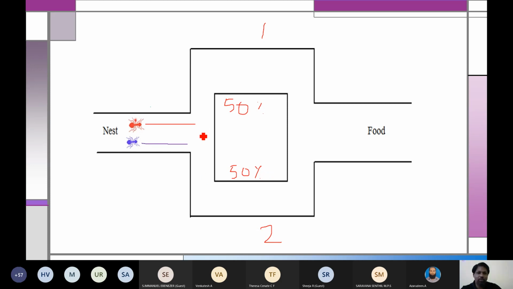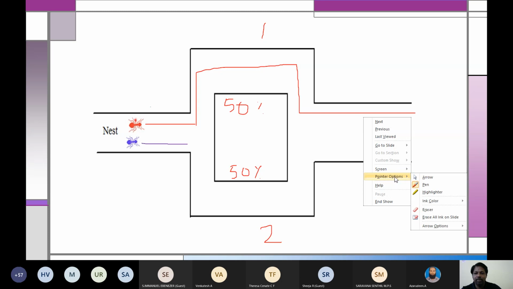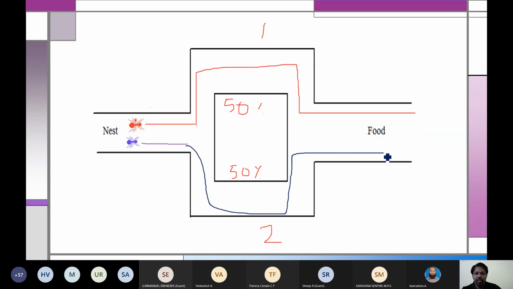So this ant is moving in this path and it will reach here, and the next purple ant will move in this path and reach here. Because they are the same distance, everyone is reaching at the same time. Now when this ant is returning, it can see both paths, the top one and the bottom one. Which path does it have to choose?